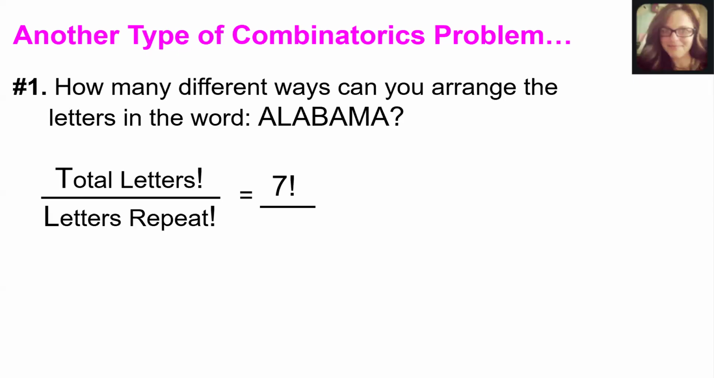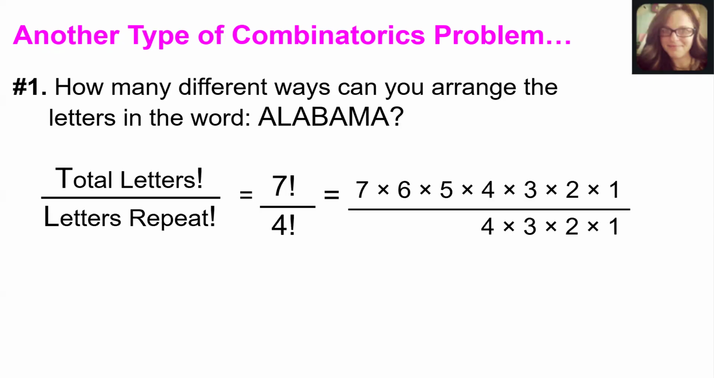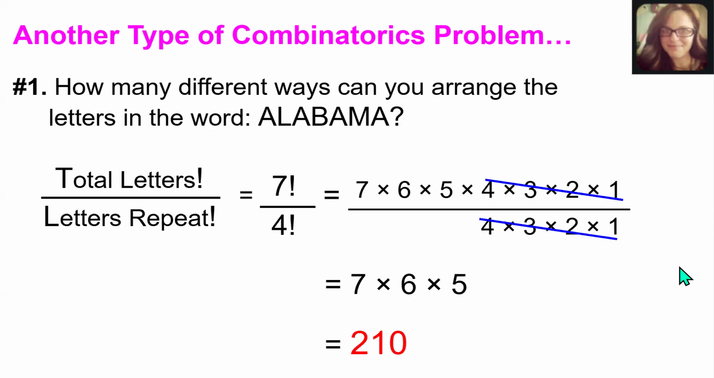So we see that Alabama has 7 letters, so we get 7 factorial over. There are 4 A's that repeat, so divided by 4 factorial. We don't want to double count ALA and then ALA again with a different A. They're all A's. And we'll multiply and cancel, and we are left with 210 different arrangements.